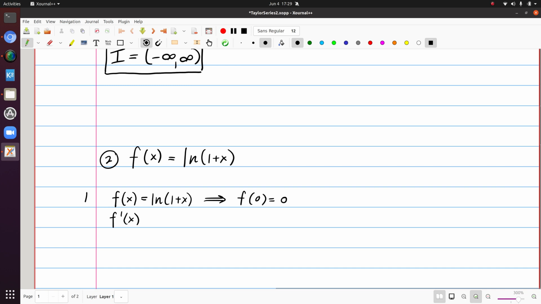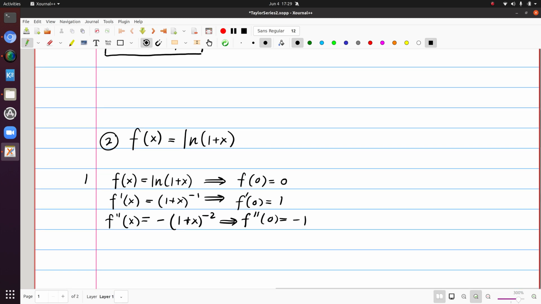Then f prime of x is going to be 1 plus x raised to the minus 1. If we replace x with 0 there, we'll get 1. The second derivative is going to be negative 1 plus x to the minus 2. Evaluating at 0 yields negative 1. And I'll point out my intent here is that I don't have a known stopping point because we're not finding an nth degree Taylor polynomial. So my hope is to find enough of these so that I can observe a pattern for the numerical values I'm getting as outputs here.